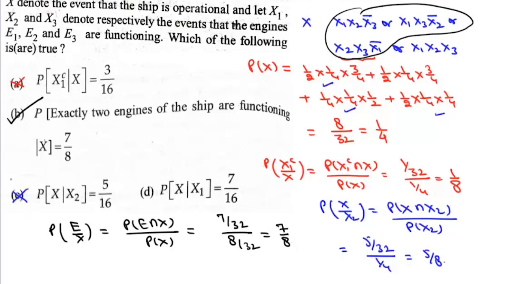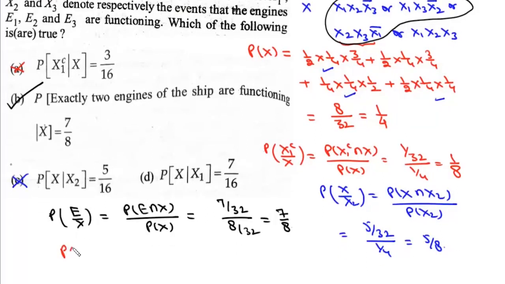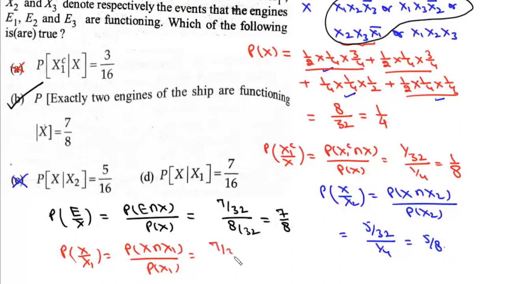And if we look at this fourth case, which is probability of X given X1, it will be probability of X intersection X1 upon probability of X1. Now if X1 is running, it will be this first case, second case and third case. So it will be 6 plus 1, 7, so it will be 7 by 32 upon probability of X1, which is 1 by 2. So this probability will be 7 by 16. That means this option D is also correct. So the correct options are B and D.